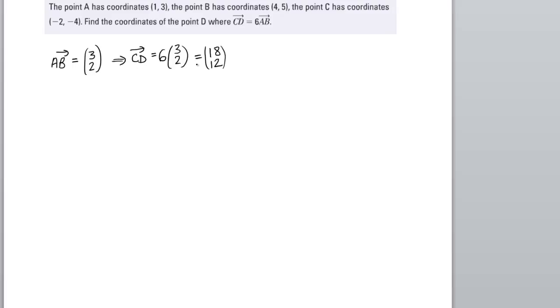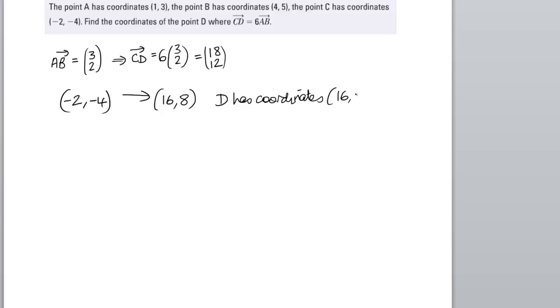So to get from C to D, we add on 18 to its x coordinate and add on 12 to its y coordinate. So starting at -2, -4, doing what we've just said, add 18 onto its x coordinate, and that gives us 16. Add 12 onto its y coordinate, that gives us 8. So D has coordinates 16, 8. Let's just do that in a vector fashion.